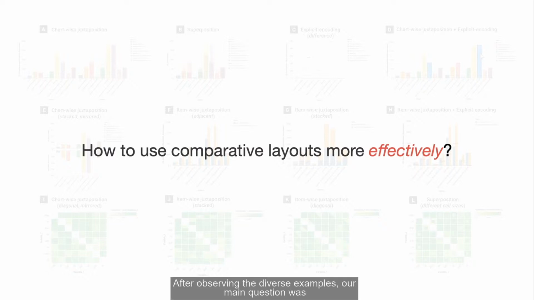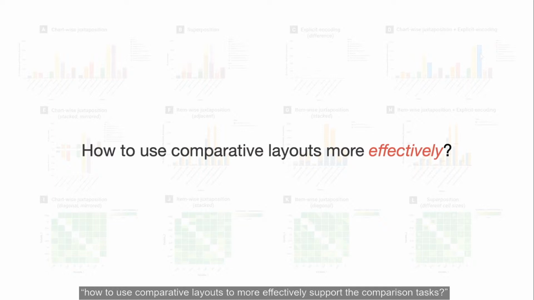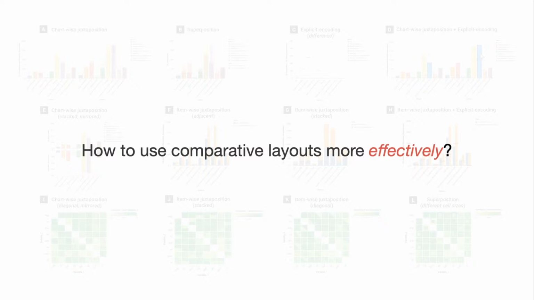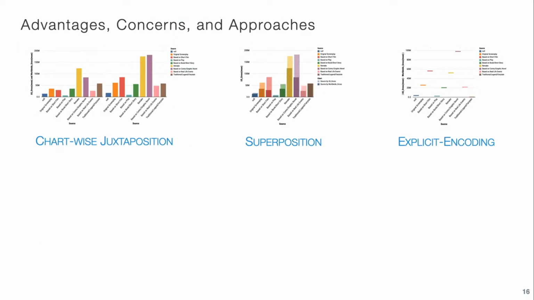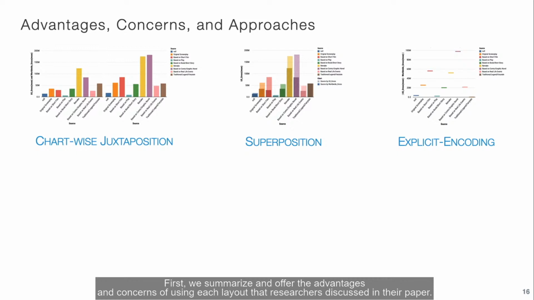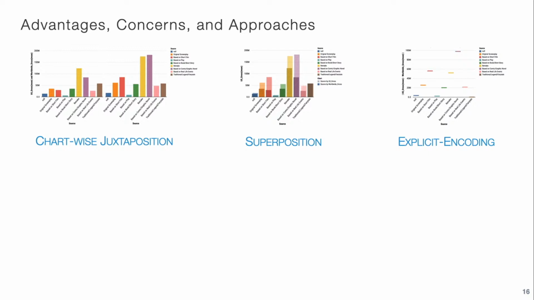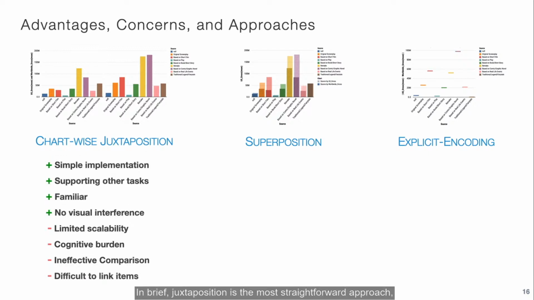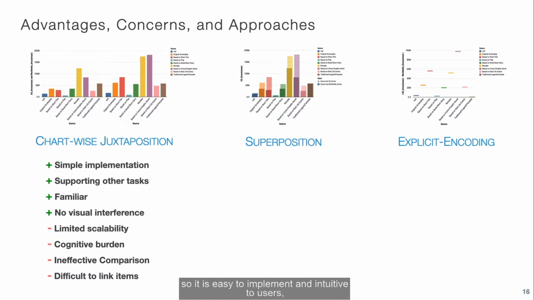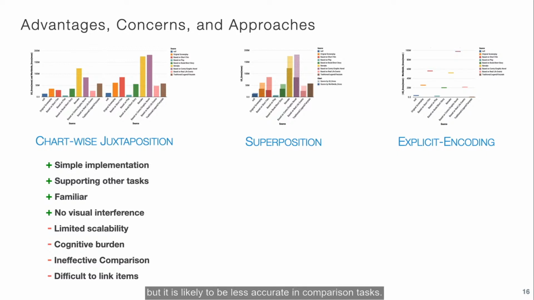After observing diverse examples, our main question was how to use comparative layout to more effectively support the comparison tasks. Toward answering this question, we distilled diverse design implications based on our survey. First, we summarize and offer the advantages and concerns of using each layout that researchers discussed in their papers. In brief, juxtaposition is the most straightforward approach, so it is easy to implement and intuitive to users, but it is likely to be less accurate in comparison tasks.